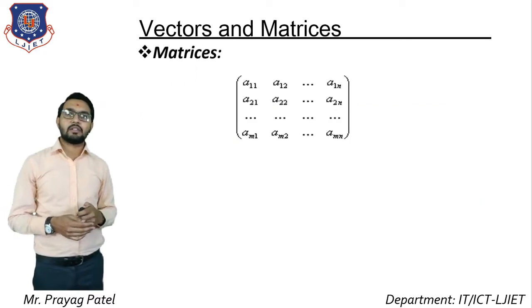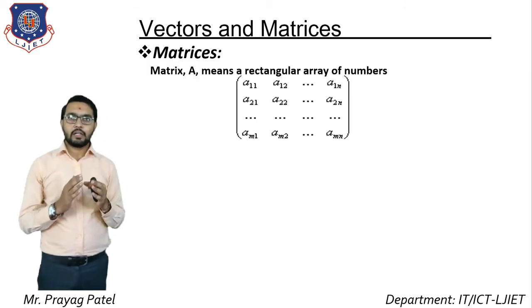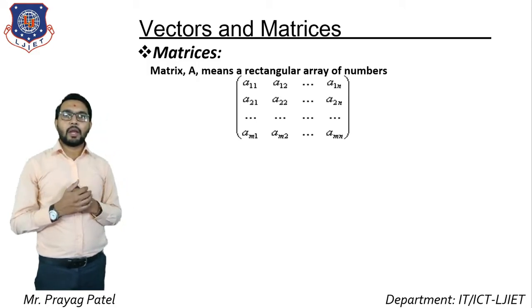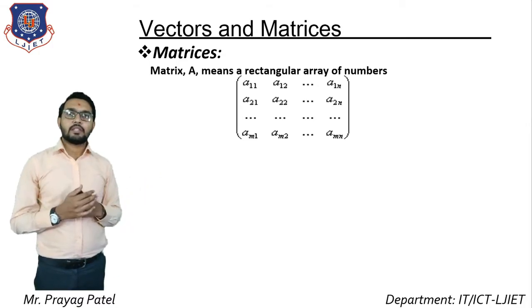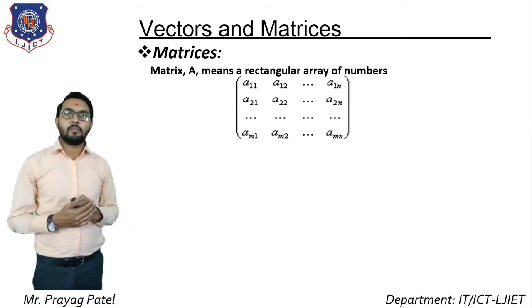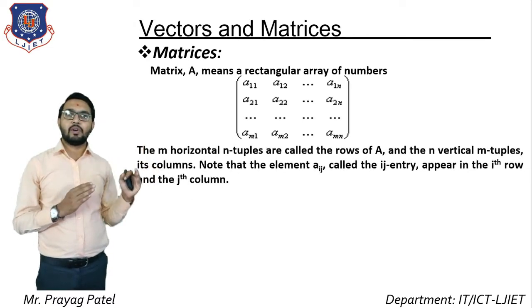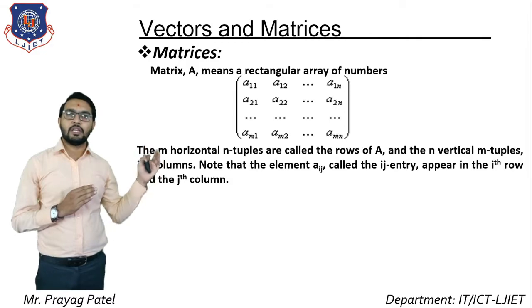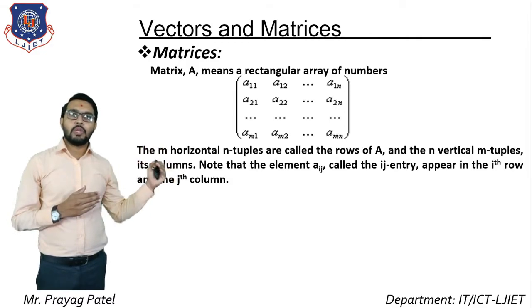Now consider the next topic, the matrix. We have already discussed what a vector is. Now, matrix A means a rectangular array of numbers. This array represents A11, A12, A13 up to A1n, down to Am1, Am2 up to Amn.